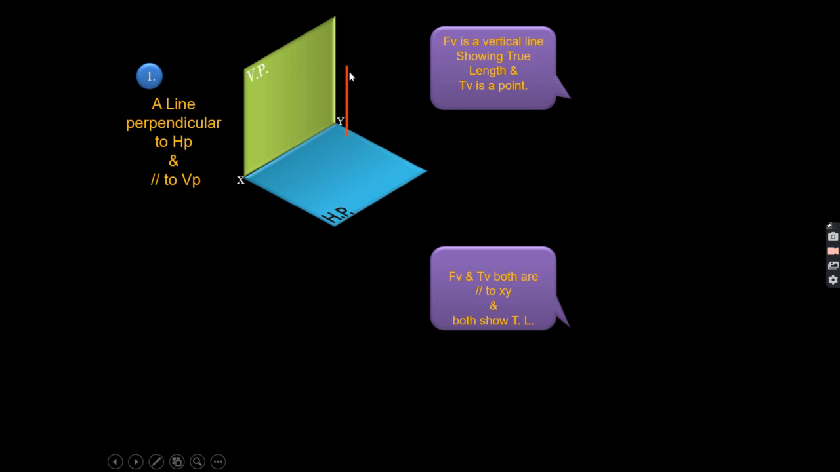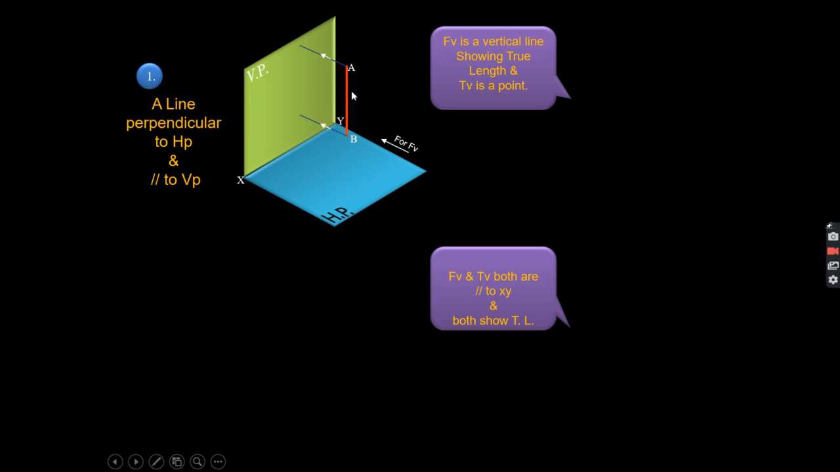Now I want to draw the position of this line. Simply, it will be a straight line when I draw the front view. When I look from the top, I will get the position of this line as a point, and the distance from the vertical plane is also given to you. Suppose it is 30 mm.